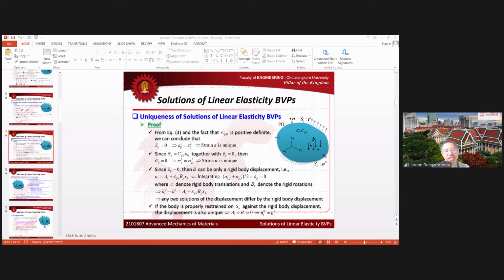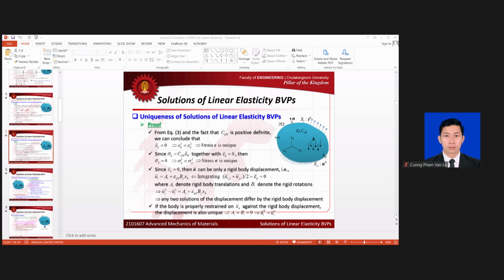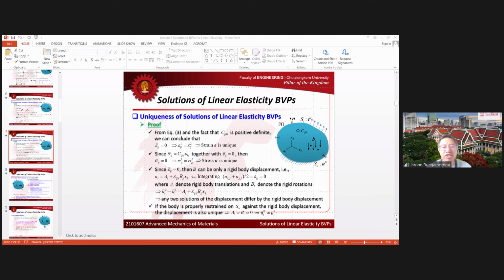So there are two possible cases. If you prevent the rigid body movement completely, the term on the right hand side here will disappear, because the rigid body motion has to be 0. So Ai and Bj are simply known, or you can say that they are zero. Now U1 and U2 have to be the same. But if the body can experience rigid body motion, then Ai and Bj are arbitrary. So now you can see that U1 and U2 are different, right?